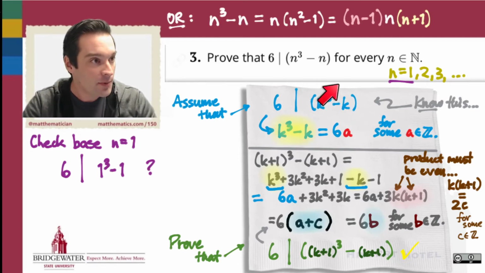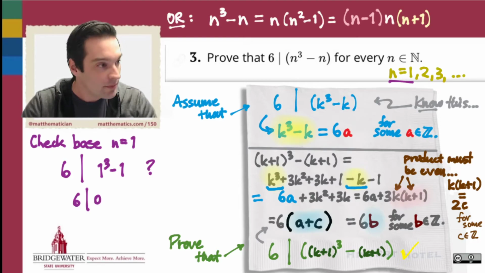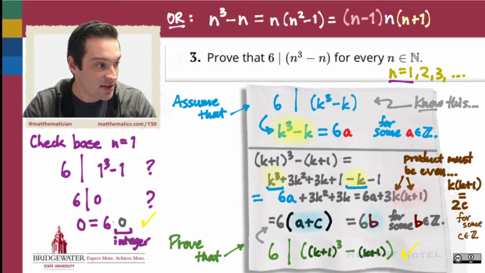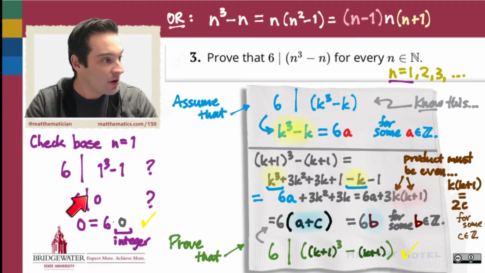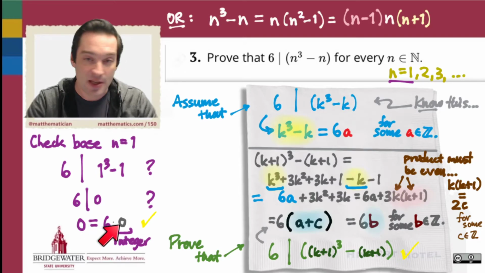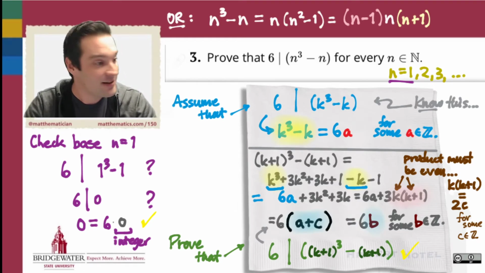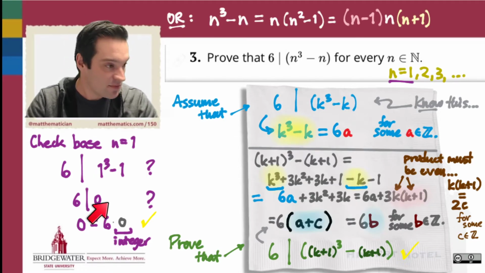When n is equal to 1, we just need to show that 6 divides into 1 cubed minus 1. But 1 cubed minus 1 is equal to 0. Is it true that 6 divides into 0? Sure, because 0 is equal to 6 times an integer. Namely, 0 is equal to 6 times the integer 0. 0 is that funny integer which is a multiple of every other integer. There is no other integer that satisfies that description. And therefore we're done. So the base case is relatively simple.